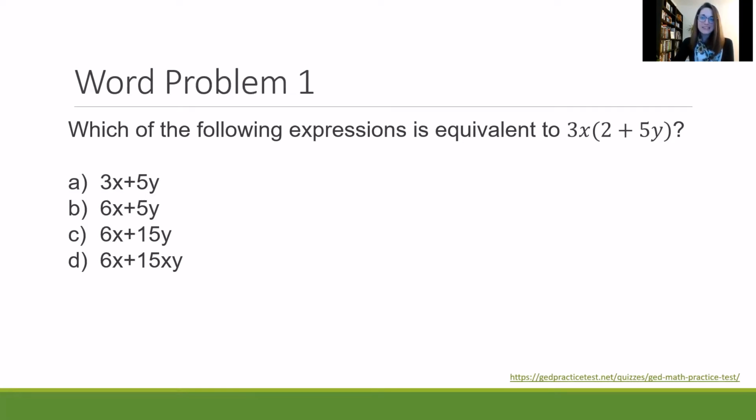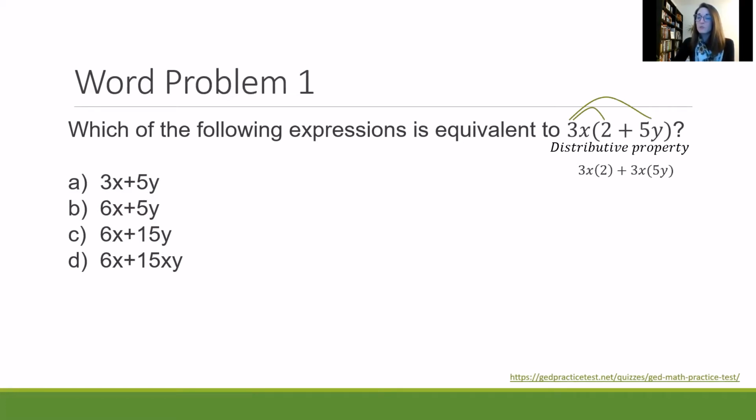Whenever I see something sitting just outside parentheses with a few things inside those parentheses, that's a clue to me that I'm going to need to use the distributive property, which means I need to give that 3x to the 2, and then I also need to give that 3x to the 5y. So we could think about it like this. Instead of 3x times 2 plus 5y, we could think about it as 3x times 2 plus 3x times 5y.